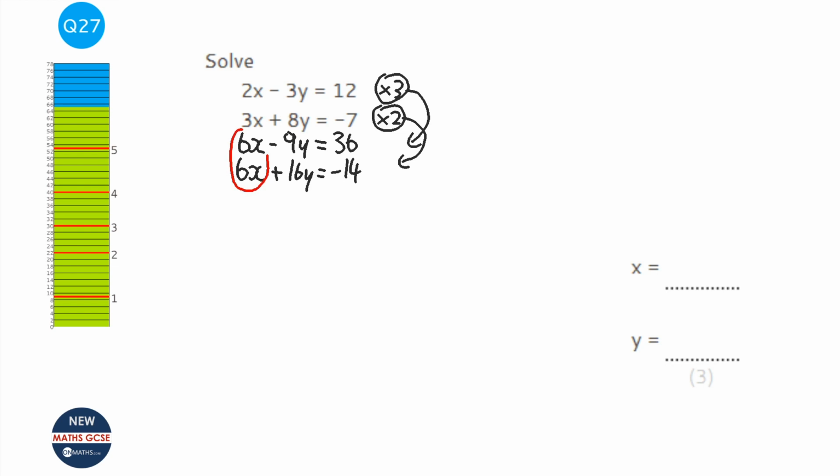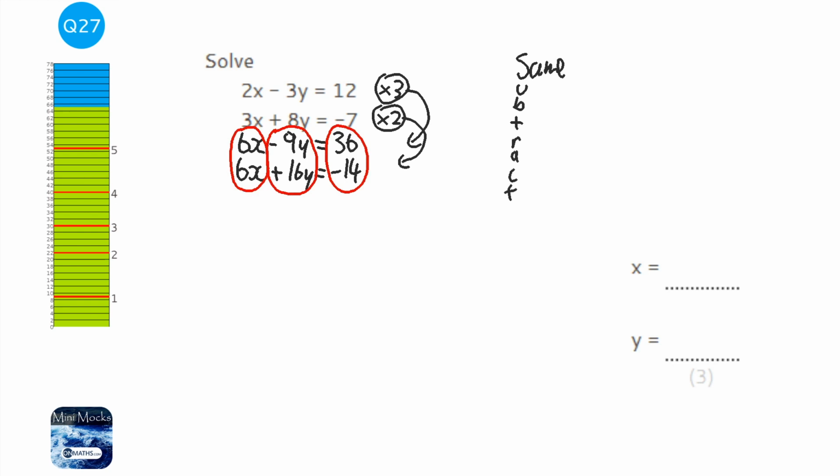So with simultaneous equations we work downwards. And the rule of what we're doing is if we have the same signs, we subtract. And if we have different signs, we add. So looking at the 6x's, we have the same signs, they're both positive, so we are going to subtract.